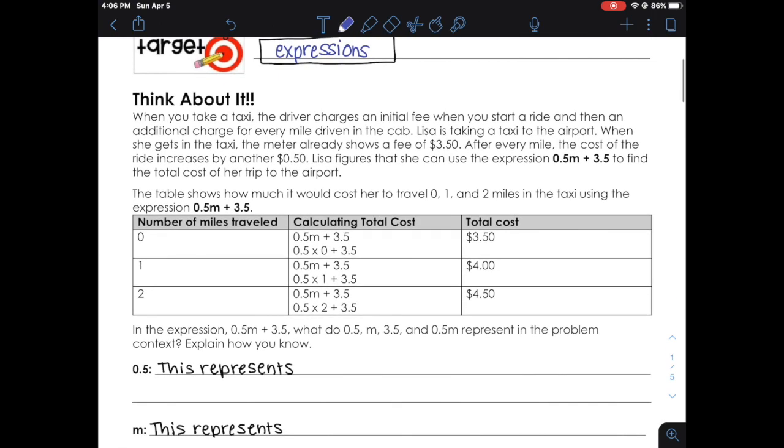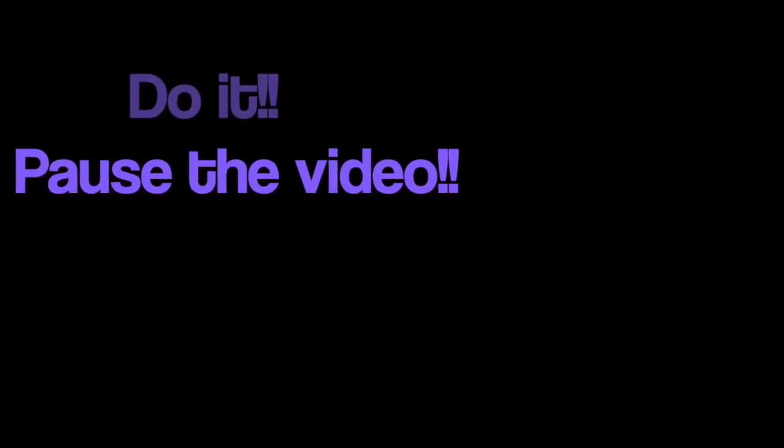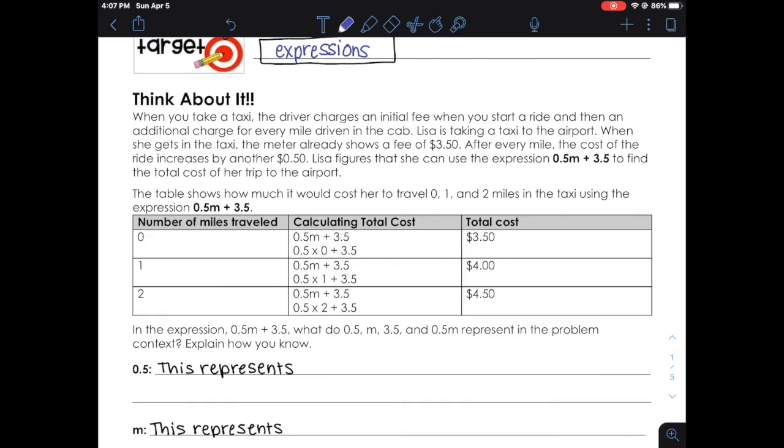So for your think about it, it wants you to determine in the expression 0.5 m plus 3.5, what does 0.5, m, 3.5, and finally 0.5 m represent in the problem's context? Explain how you know. So go ahead and pause the video and look back at your text and see if you can figure out what each of these represent. All right, guys, hopefully you paused. Let's go ahead and get started.